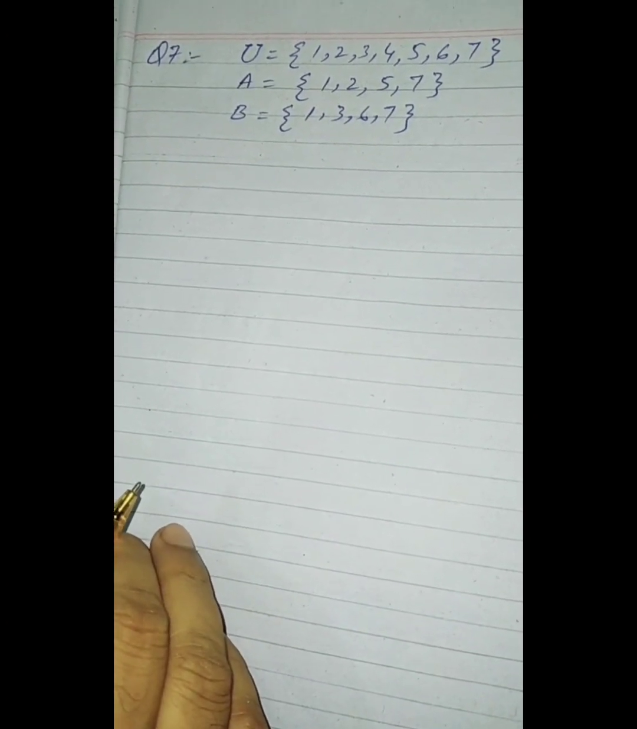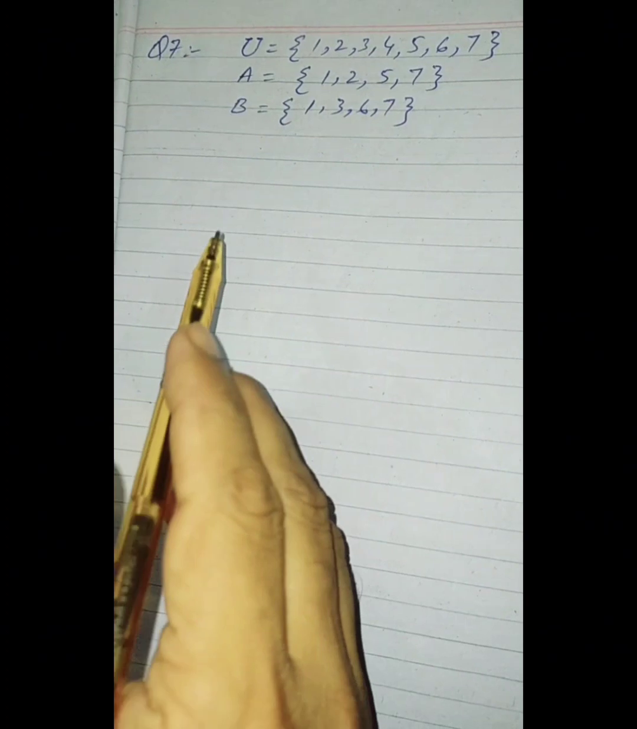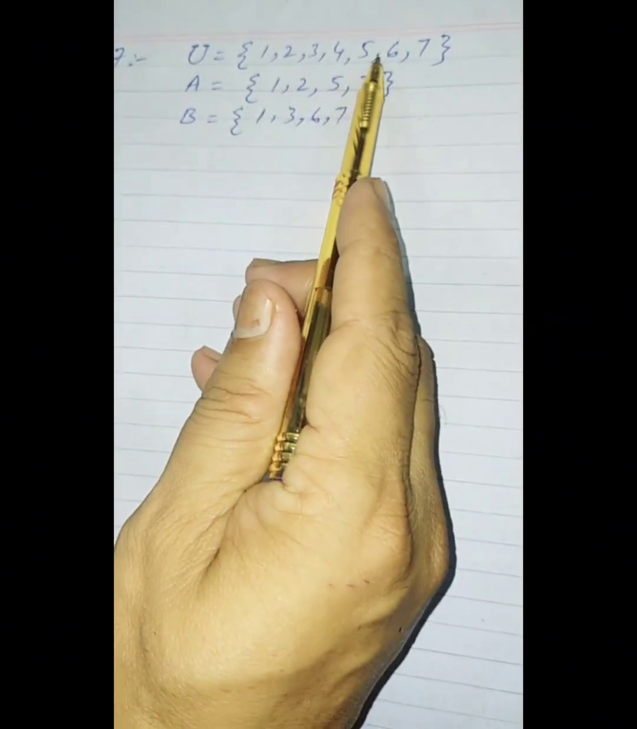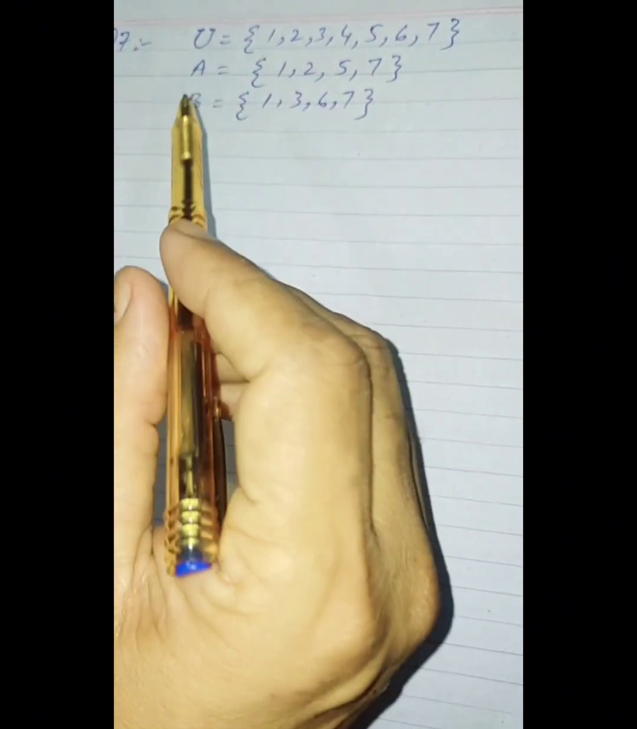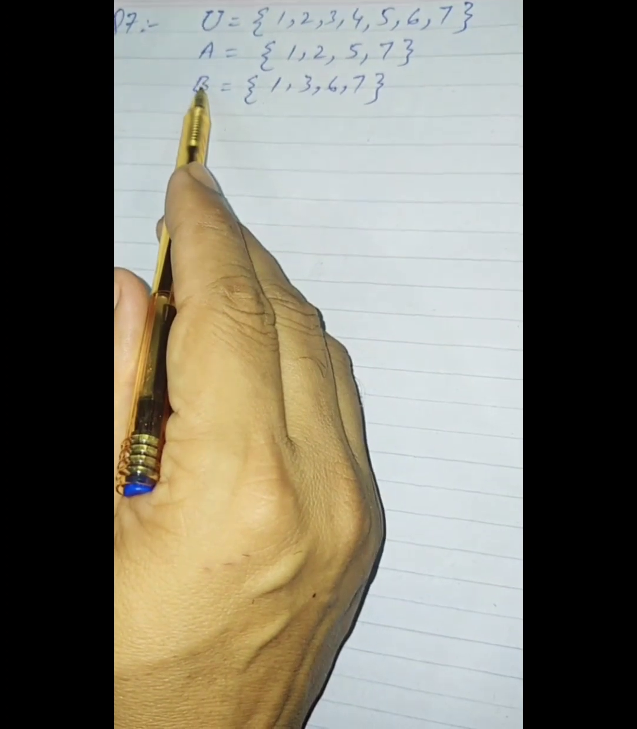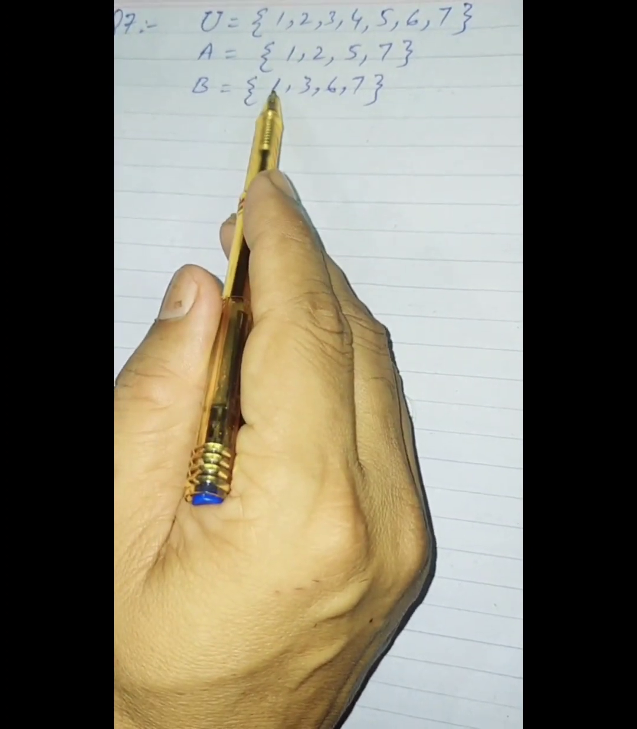In this video we will solve some parts from question number 7 and a few parts from question number 8. In question number 7, the universal set is given whose members are 1, 2, 3, 4, 5, 6 and 7, and set A is given whose members are 1, 2, 5, 7, and set B is given to us whose members are 1, 3, 6 and 7.